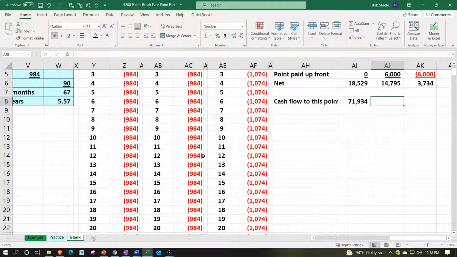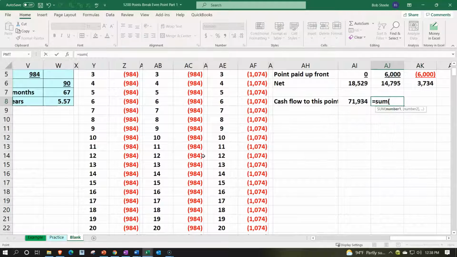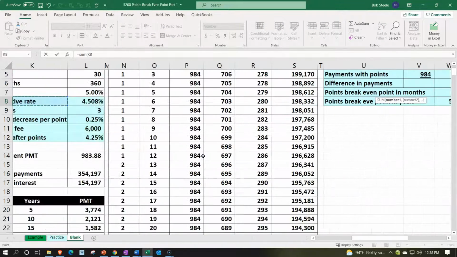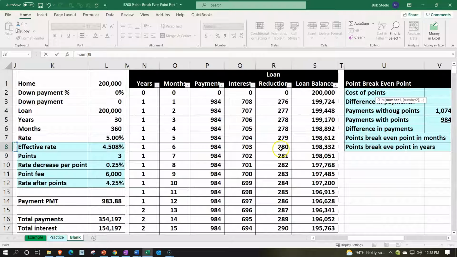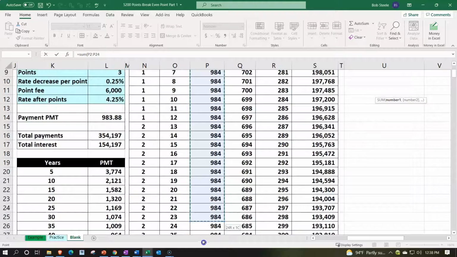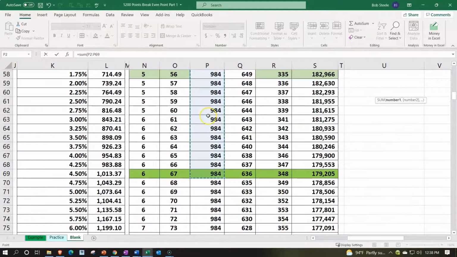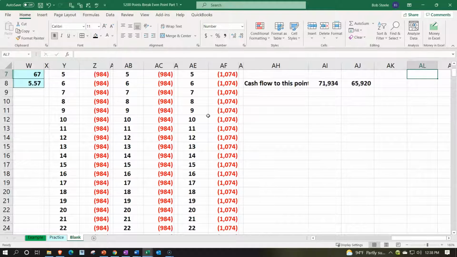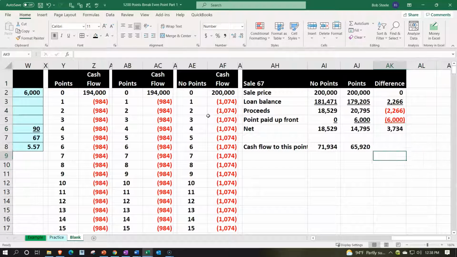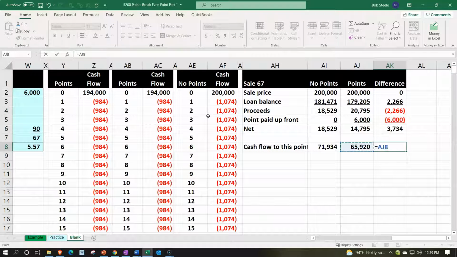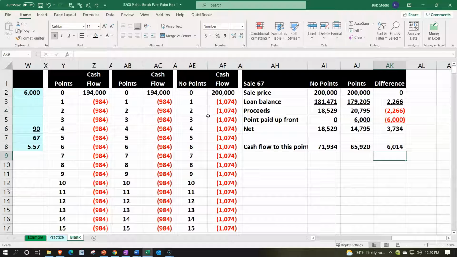And then over here, we have equals the sum of the payments for points, the one with points, which is going to be these payments on down to here. Enter. Subtracting that out, this equals this minus this. And we've got the 6,000 there.